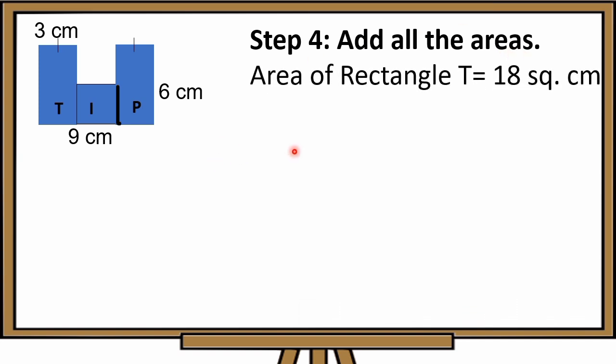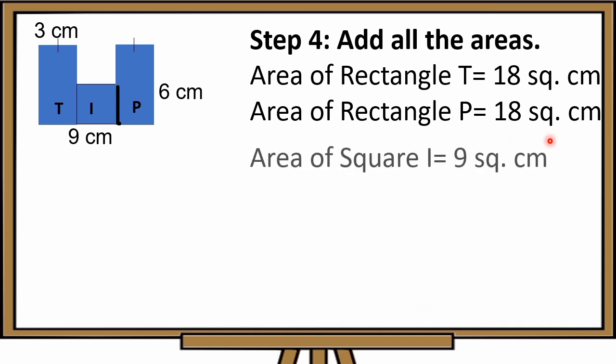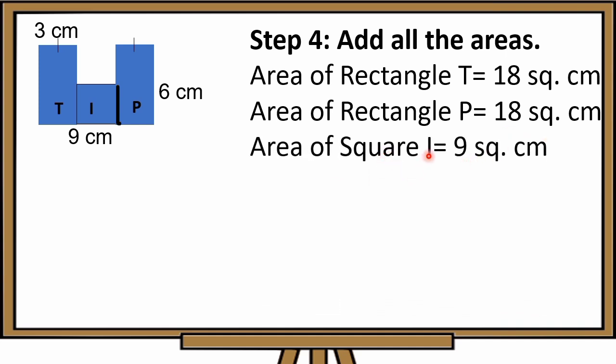So, the area of rectangle T is 18 squared centimeters. The area of rectangle P, same lang, 18 squared centimeters. And the area of square I is equals to 9 squared centimeters. So, let us solve. 18 plus 18 plus 9 is equals to 45 squared centimeters. So, the area of this irregular figure is 45 squared centimeters.